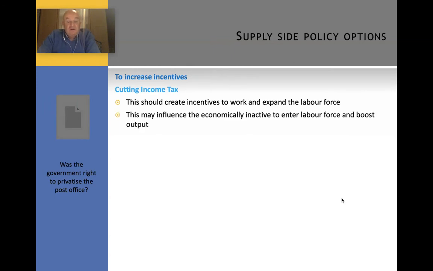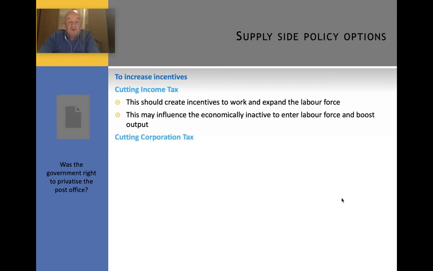To some degree, that could also influence economically inactive people to enter the workforce, the labour force, and that's clearly then going to boost output, because if we've got more people willing to enter into the labour market, if there are jobs available, that clearly is then going to boost our economic output.